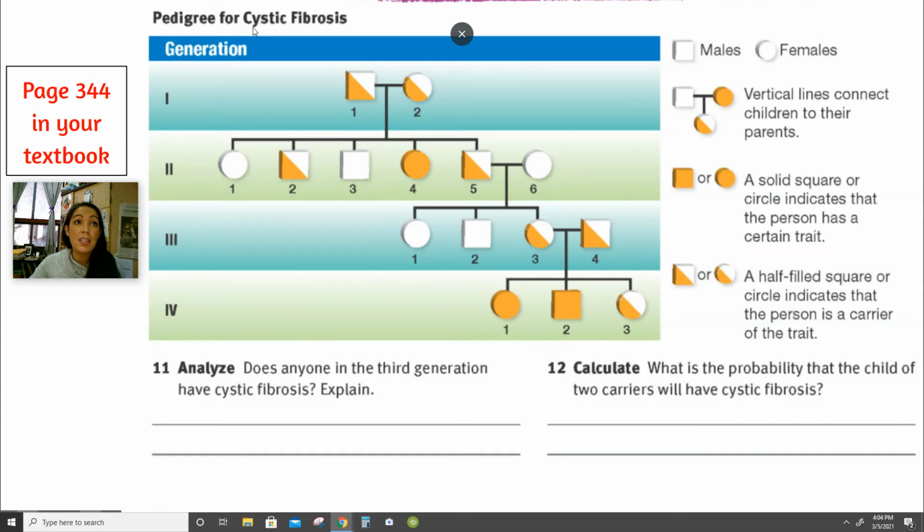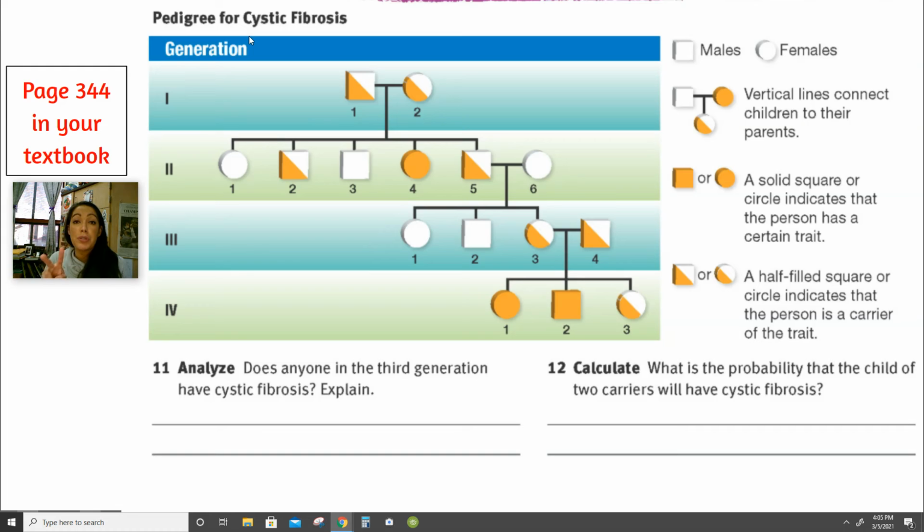Our book tells us that the disease we're tracking here is cystic fibrosis. So in generation number one, great-grandma and grandpa are both carriers of cystic fibrosis. Great-grandma and grandpa had 5 kids. Kid number one did not have cystic fibrosis. I know that because that girl, I know she's a girl because she's a circle, did not have cystic fibrosis because she's not filled in.